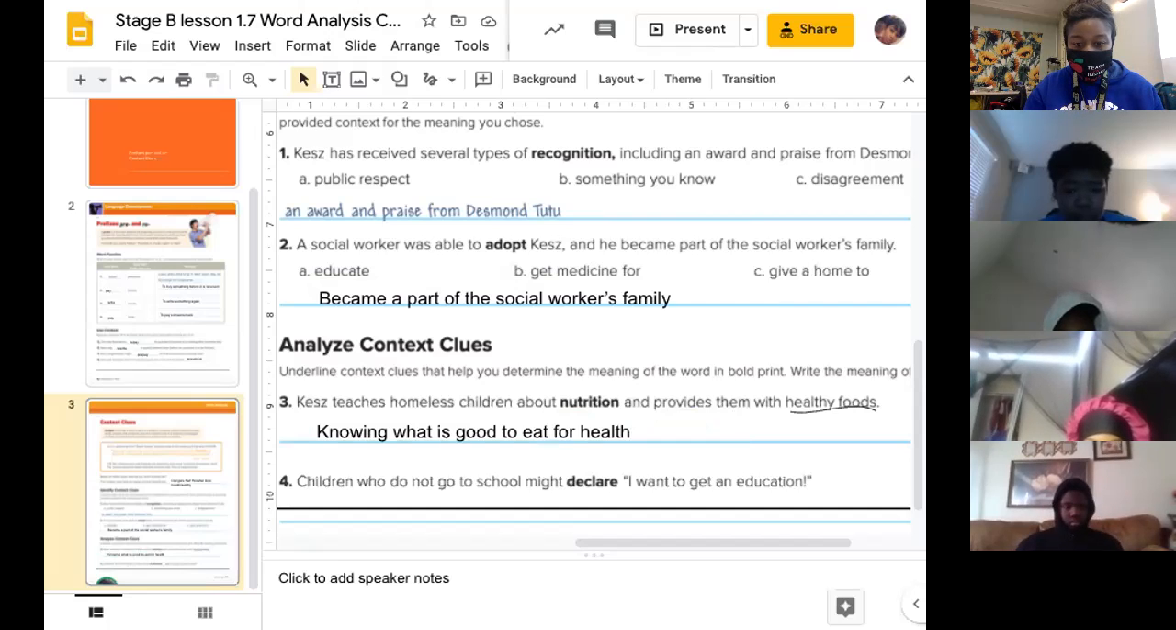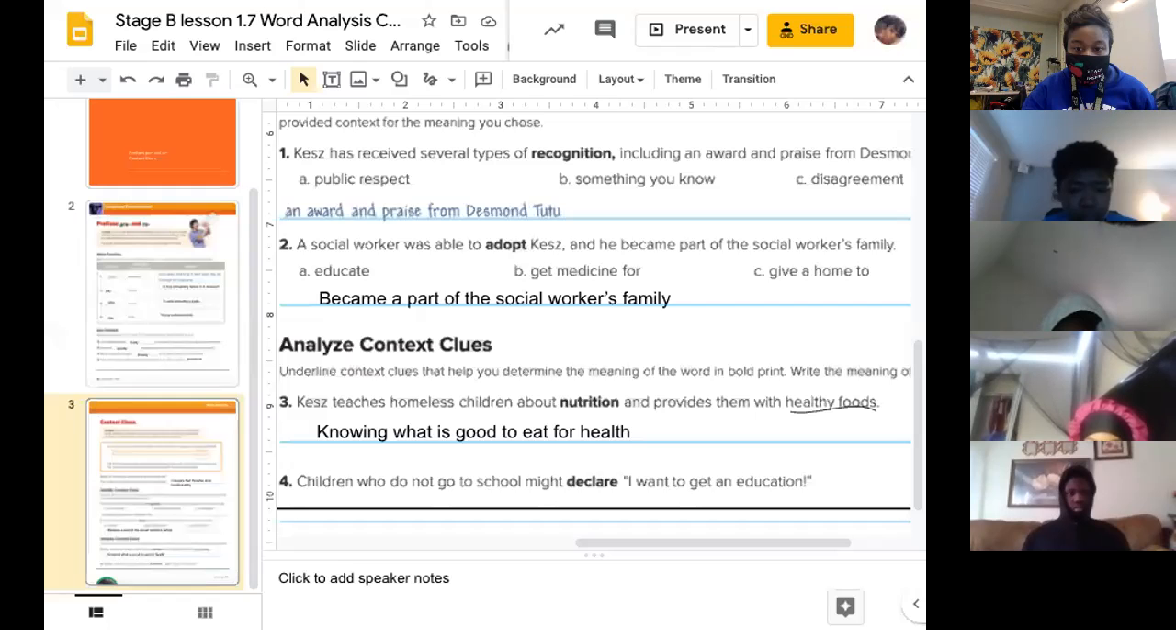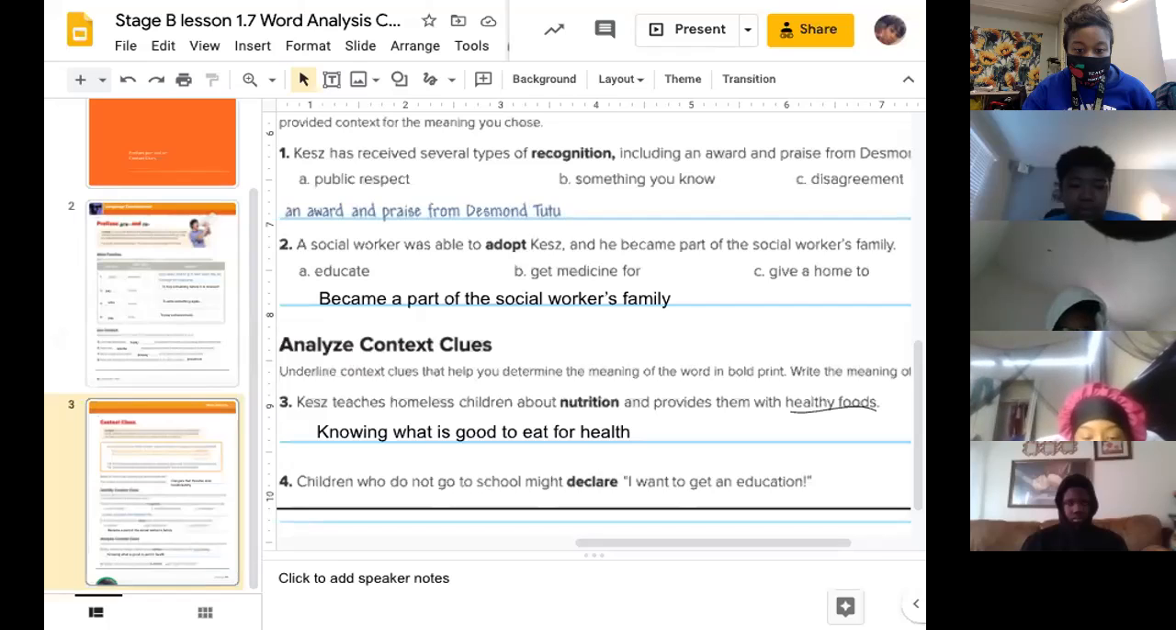Children who do not go to school might declare, I want an education. So you're going to underline the clue and then give me the meaning of declare. Wants rights for school. The meaning or the clue? The meaning, the clue, I put I want to get education.